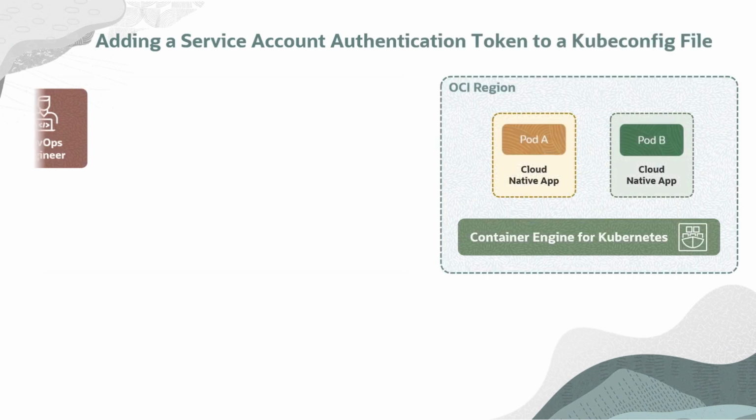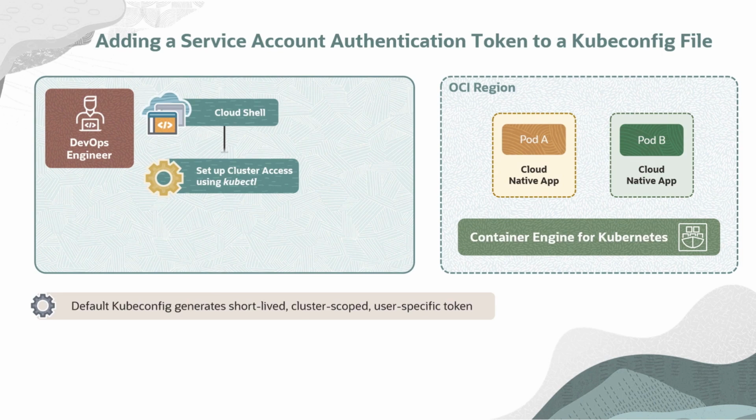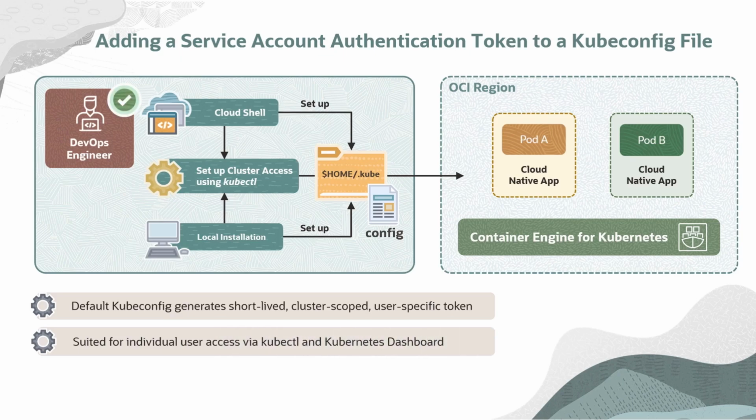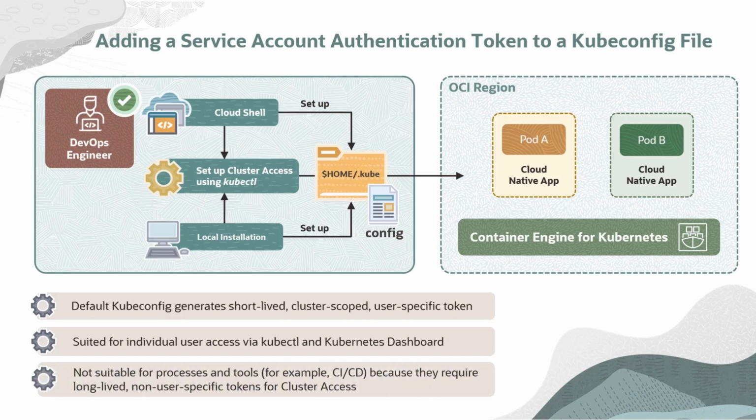When you set up the kubeconfig file for a cluster, by default it contains an Oracle Cloud Infrastructure CLI command to generate a short-lived cluster-scoped user-specific authentication token. The authentication token generated by the CLI command is appropriate to authenticate individual users accessing the cluster using kubectl and the Kubernetes dashboard. However, the generated authentication token is not appropriate to authenticate processes and tools accessing the cluster, such as continuous integration and continuous delivery tools.